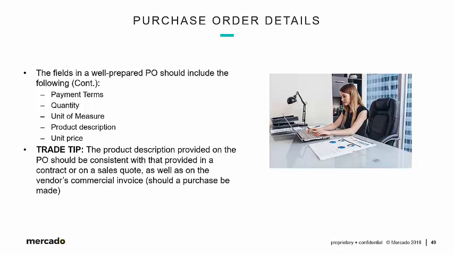The product description? Customs clearance in the United States, the ability to classify the product and get goods cleared through the U.S. We want to be consistent from the get-go, starting with the quotation onto the PO, commercial invoice, packing list, BL, customs entry, etc. That's an important trade tip.